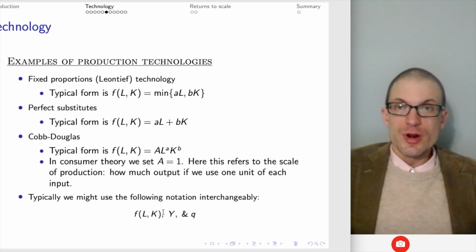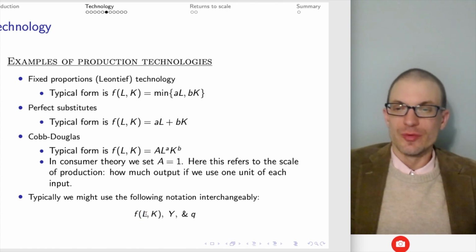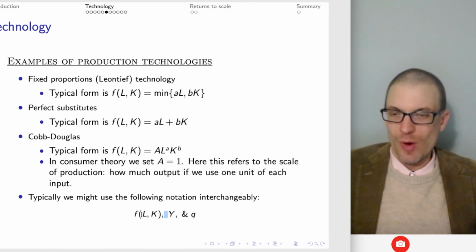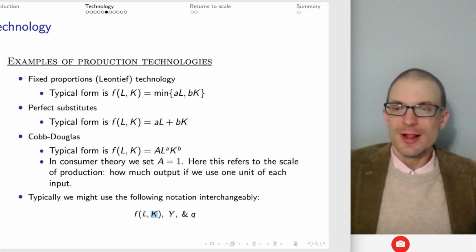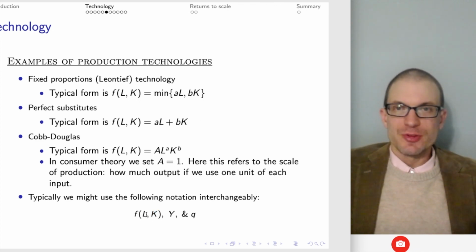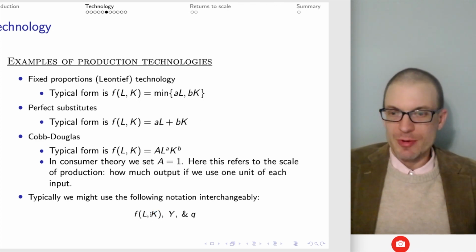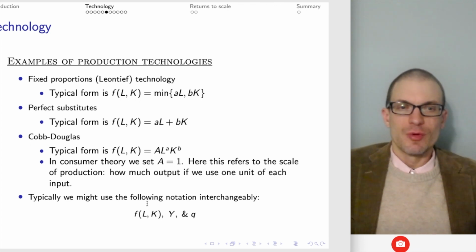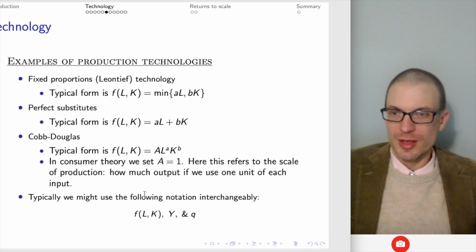A word of warning, some authors will put K first. So you think of the X argument and the Y argument, or the X1 argument and the X2 argument. I use labor first, then capital, so if we were graphing the function, labor would be on the horizontal, capital on the vertical. Some authors will do the opposite and put capital on the horizontal, labor on the vertical. That becomes relevant in a couple of places, so pay attention if you're using a different text.